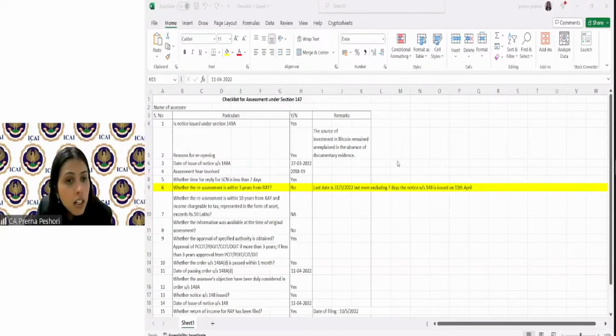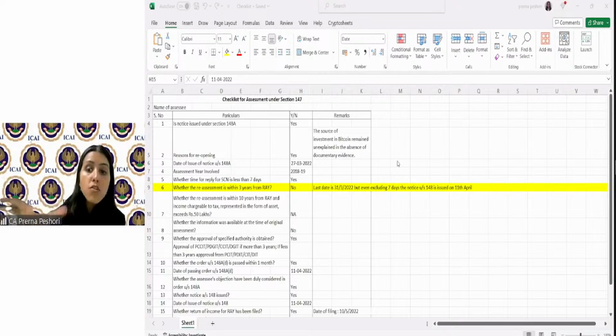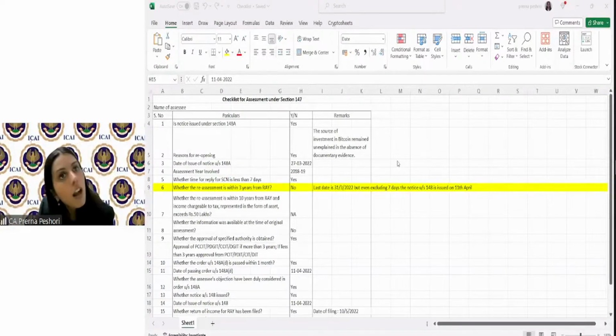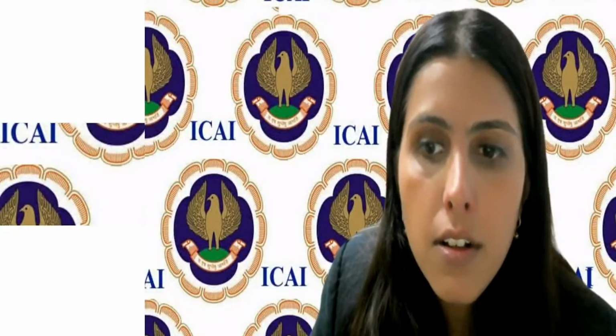But here, even after excluding the time to reply, the time which was available was extended by another 7 days, but still it was beyond the period of limitation. Are you clear, students? Yes or no? Yes, okay, students, perfect. So let's go back.